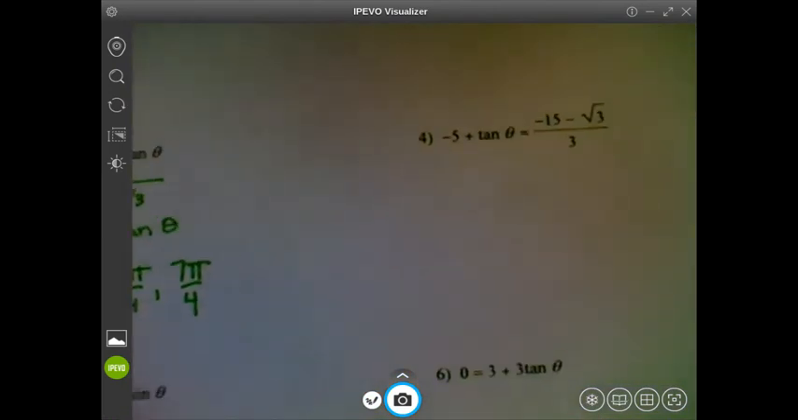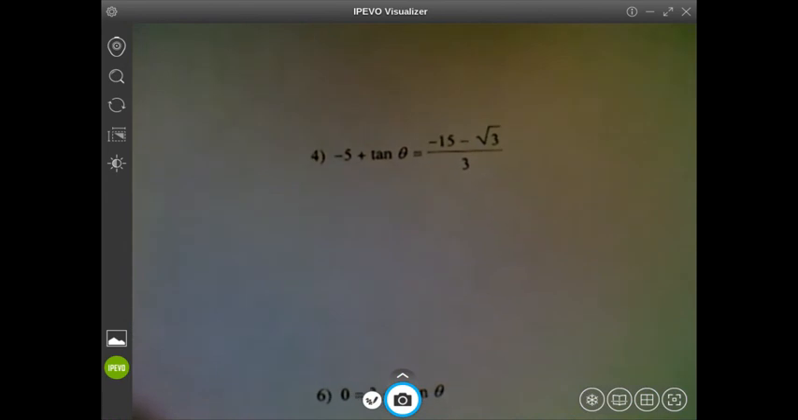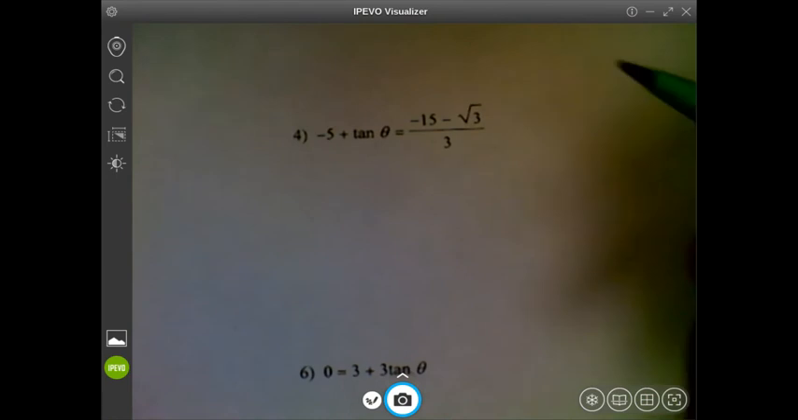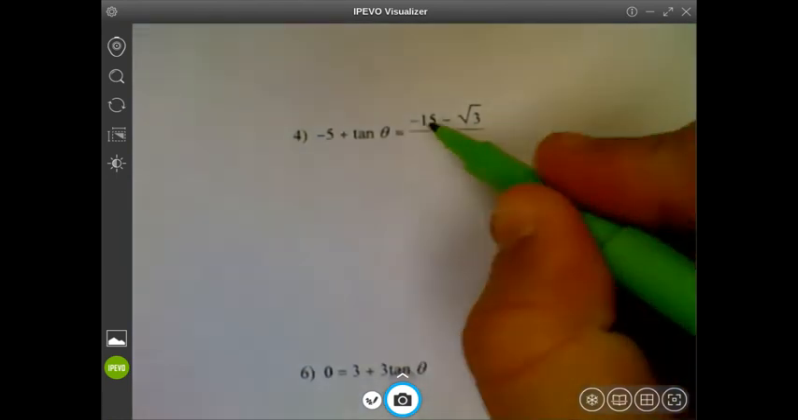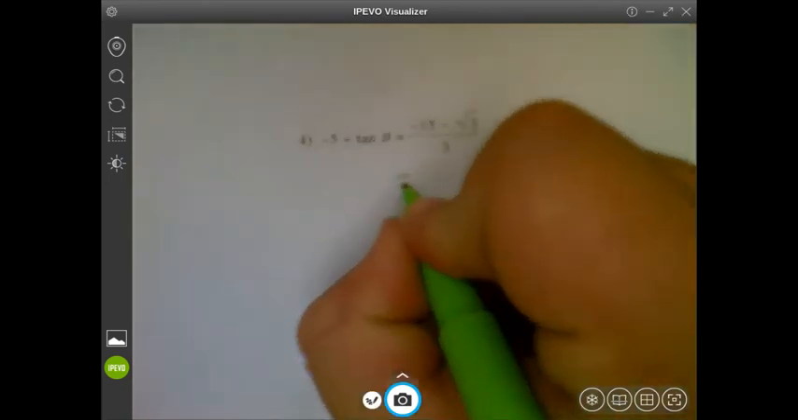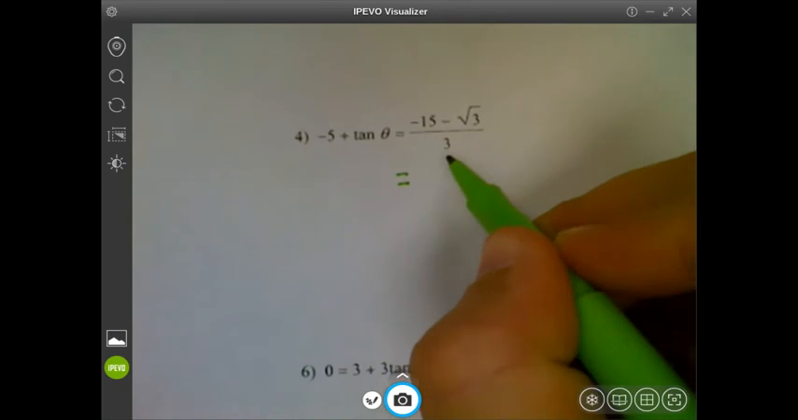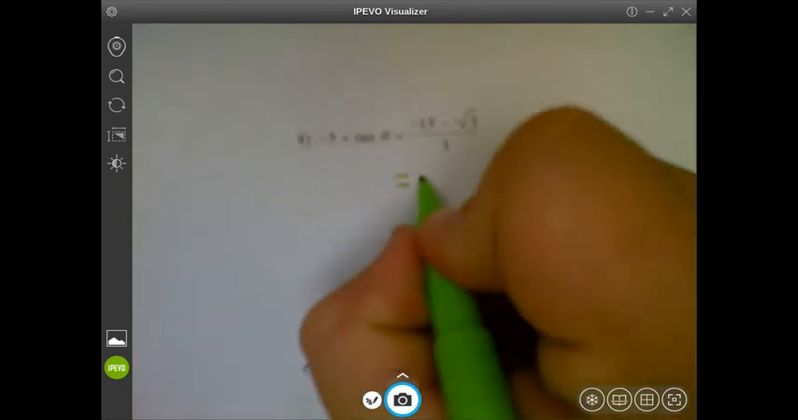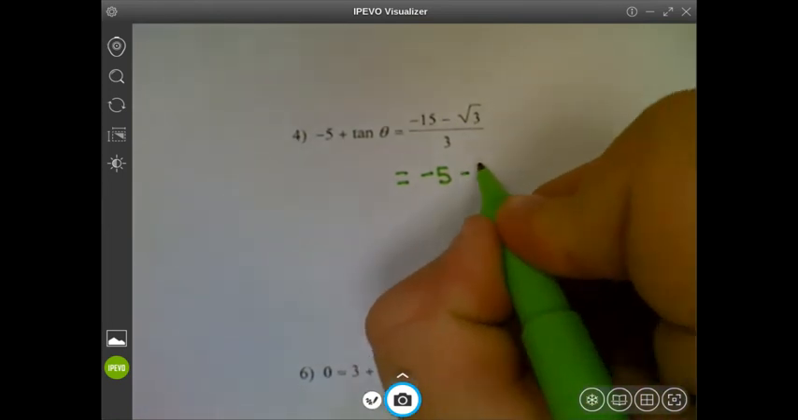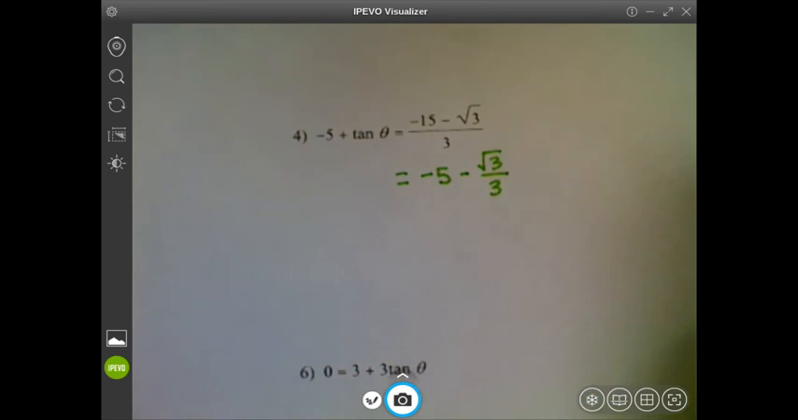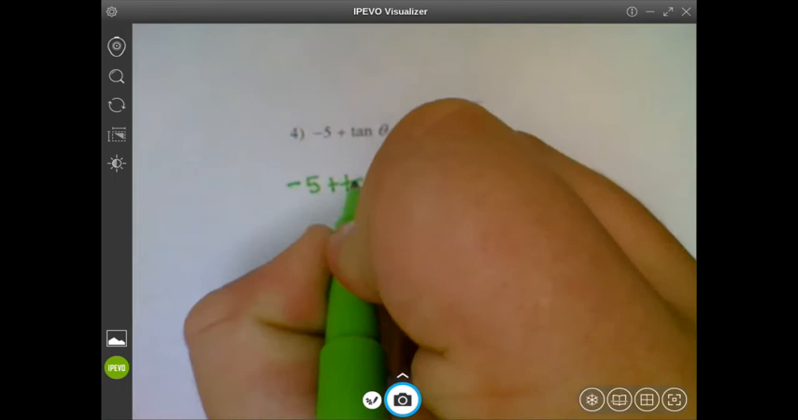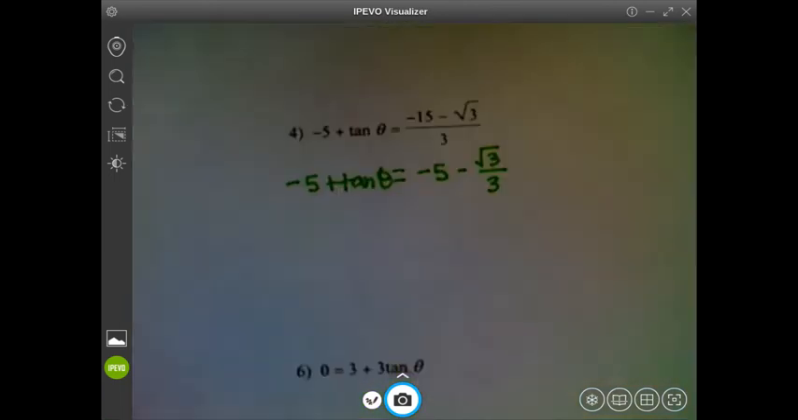All right, next one. -5 plus the tangent of theta equals, this is a hot mess. Now, whenever you have a big fraction and you have multiple things on the top and just one thing on the bottom, you can split this up into both pieces divided by 3. So -15 divided by 3 is just -5. And then negative square root of 3 divided by 3, we would just leave that, right? Negative square root of 3 over 3. And then we have -5 on this side, plus the tangent of theta.